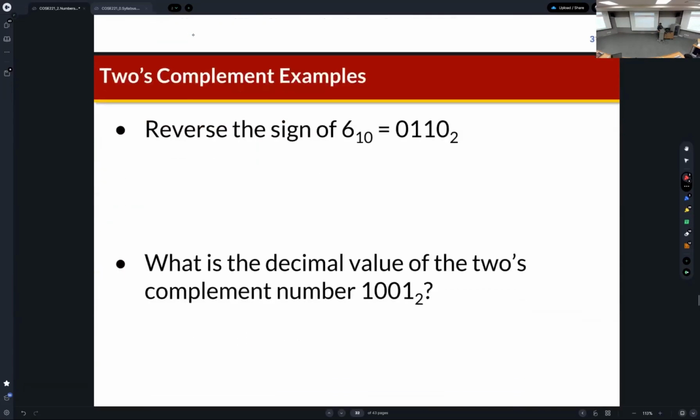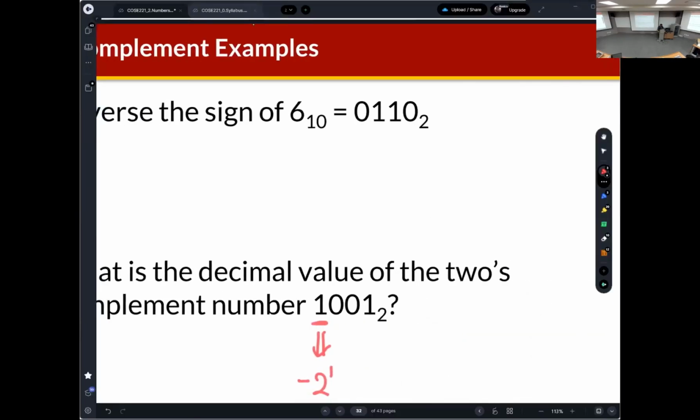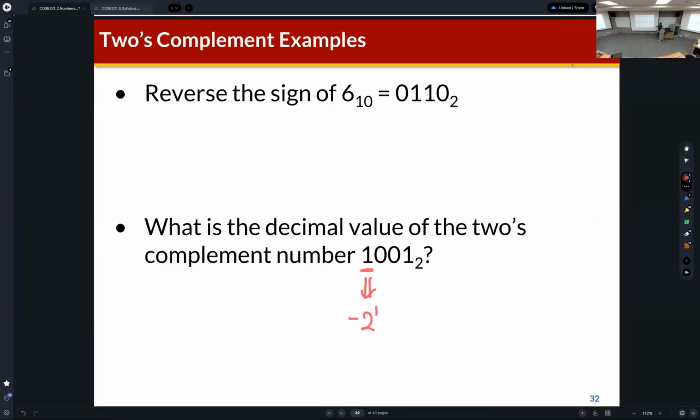Okay, so this is the example, and this is also an example. But I already showed the example of +3 and -3. Then this one is also very simple. What is the decimal value of the two's complement number 1001? I mentioned that in the two's complement number, the MSB is -2 to the n-1, right? n is the number of bits. In this case, n is 4.